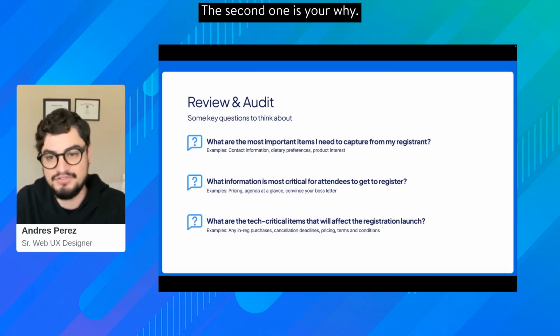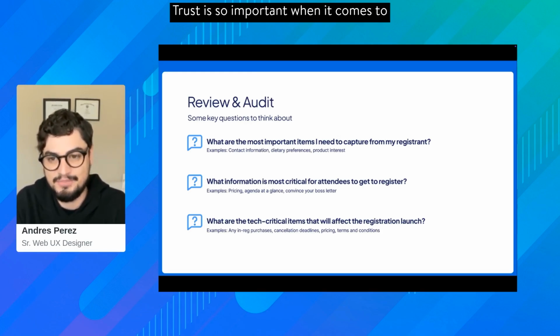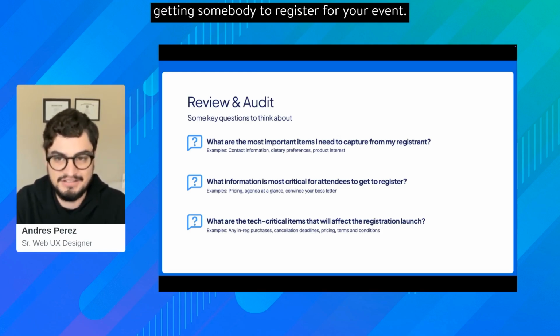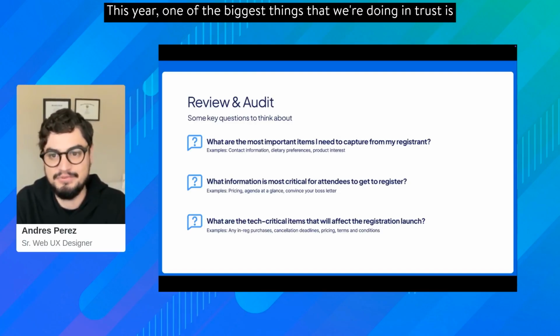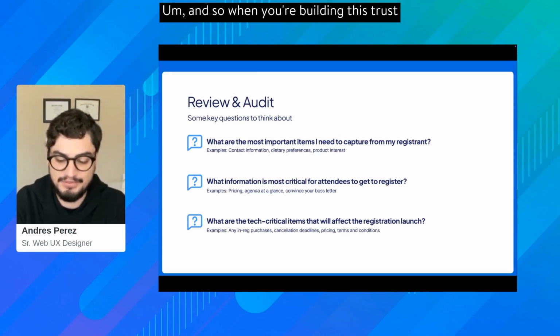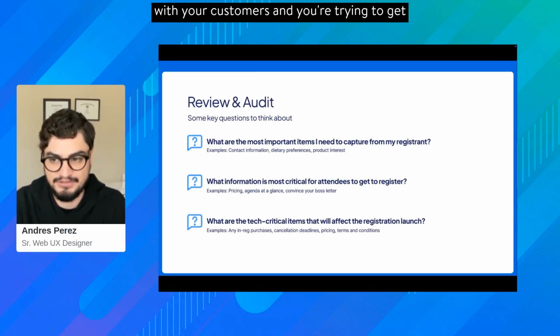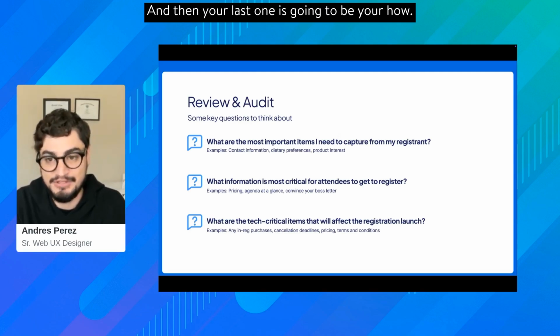The second one is your why. You're trying to build trust. Trust is so important when it comes to getting somebody to register for your event. This year, one of the biggest things that we're doing in trust is to show a lot more visuals as to what's going on in the event. And so when you're building this trust with your customers and you're trying to get them there, that why is super, super critical.